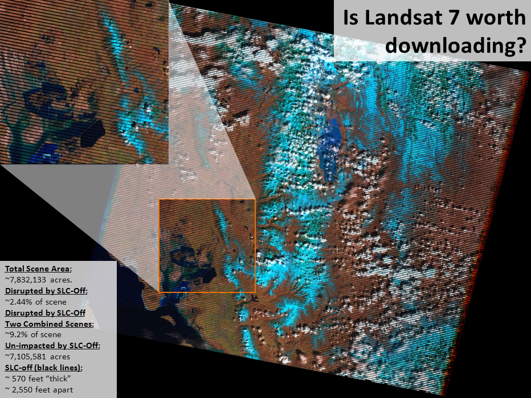Those black lines are about 570 feet thick and about 2,500 feet apart. So to me, to have an area of over 7 million acres of good data to analyze, as long as it's cloud free, is very much worth downloading. In North Carolina, that's somewhere between 7 and 10 county areas. So you're getting to analyze that large an area all at one time. To me, that means Landsat 7 is still worth using.